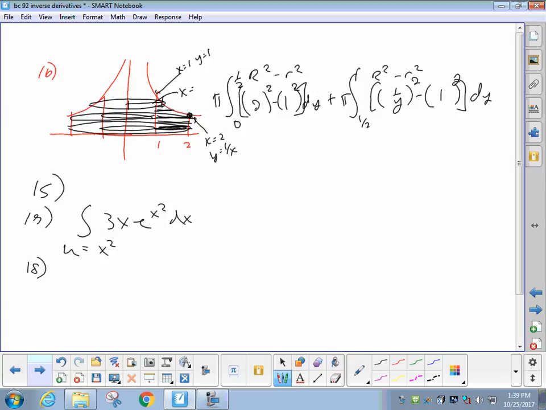18. 18 is x natural log of x. Now that is integration by parts, but let u equal natural log, dv equals x dx. That's the LIATE kind of thing. Log is the best possible.